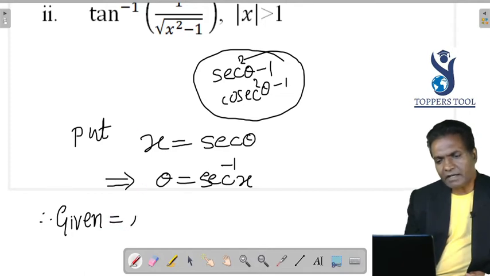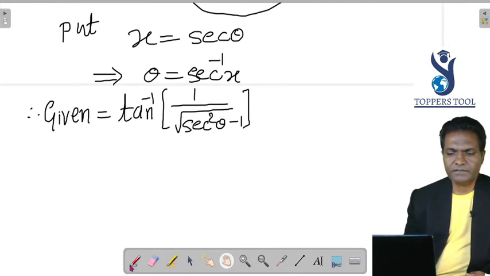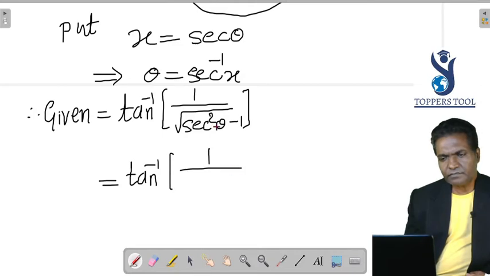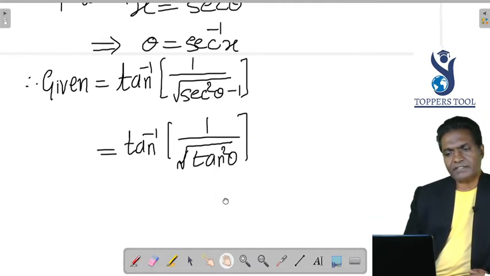Therefore given is tan inverse of 1 divided by square root of sec square theta minus 1, which is equals to tan inverse of, secant square minus 1 is tan square. So secant square theta minus 1 is, as I mentioned, tan square.